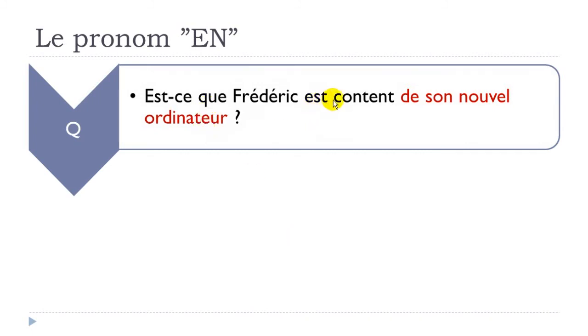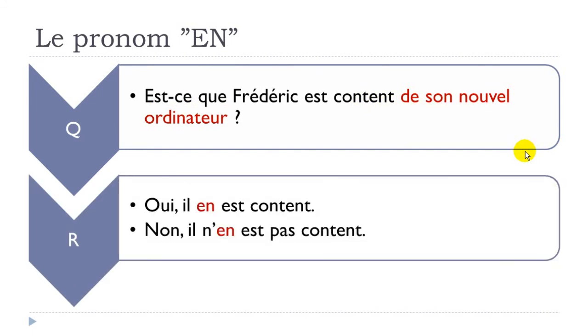Est-ce que Frédéric est content de son nouvel ordinateur? Okay, est-ce que Frédéric est content? Content is to be happy, satisfied, okay, de son new ordinateur, computer. D'accord? Est-ce que Frédéric est content de son nouvel ordinateur? Alright, so it's exactly the same concept. You could make a long answer reusing every object or everything in the question, but in that case we'll try to go a bit faster, and so we don't want, of course, to repeat de son nouvel ordinateur here.